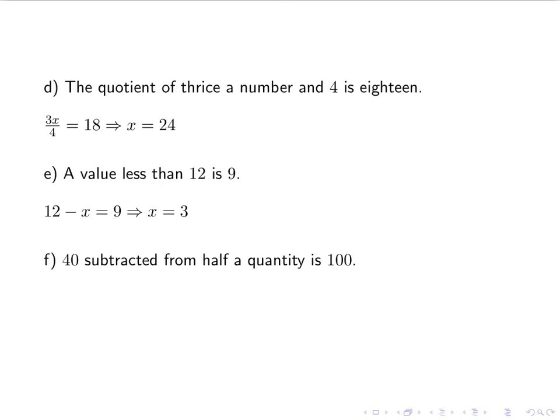40 subtracted from a quantity is 100. 40 subtracted from means I'm going to subtract 40 from half a quantity. So again, 40 subtracted from means I'm subtracting 40, so minus 40. Half a quantity, 1/2 times x, is 100. Solve it for x, and you should be getting 280.